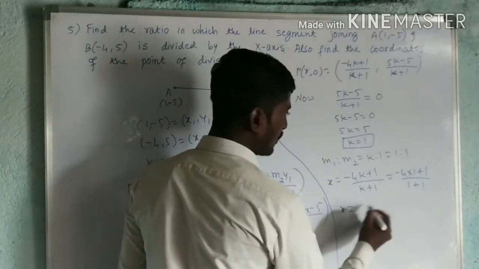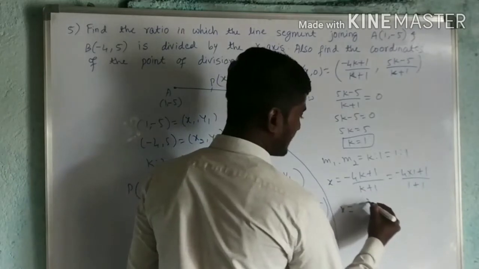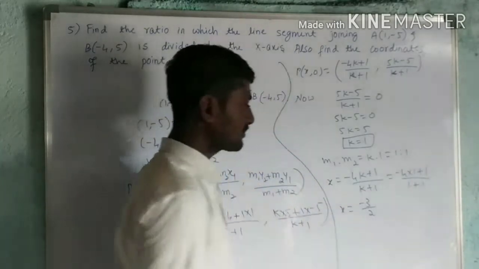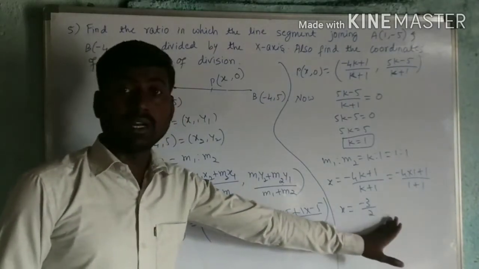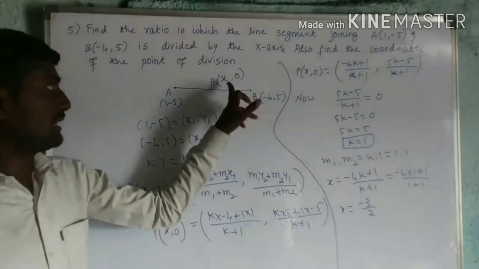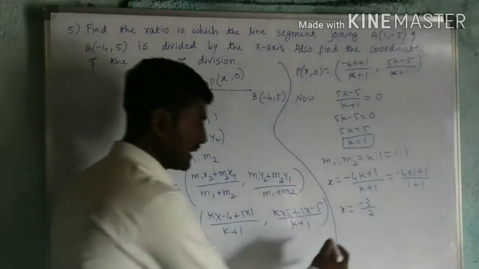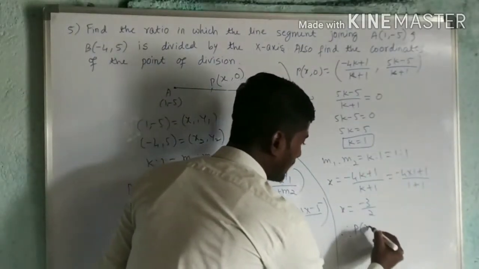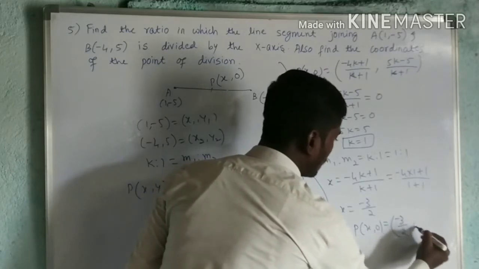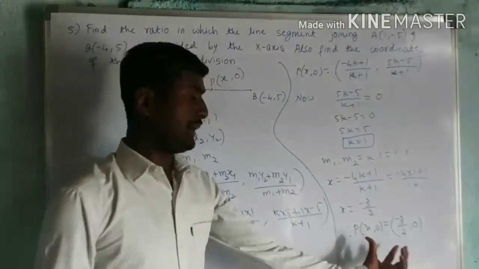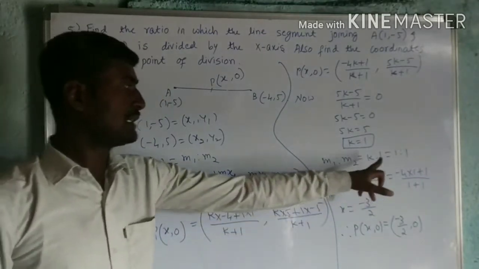So here x is equal to what? Minus 4 plus 1, minus 3 divided by 2, so minus 3 by 2. Now you got the x value, but I must write the point P here. So P of x comma 0 is equal to minus 3 by 2 comma 0. This is the point of division and the ratio is 1 is to 1.